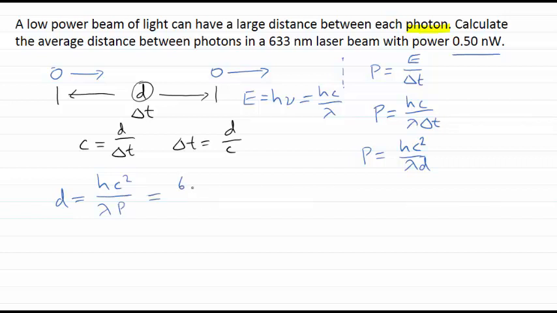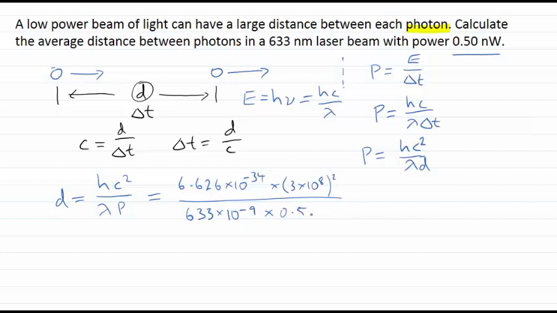Planck's constant, a number that you're probably getting quite familiar with. We'll write that there in SI units. The speed of light, we want that to be squared. So let's do 3 by 10 to the 8 squared, divided by our wavelength, which we're told in nanometers. So again, we need to make sure we're doing everything in SI units. So there's my wavelength in nanometers, and my power here I'm told is half a nanowatt. So let's put that in there as 0.5 by 10 to the minus 9.